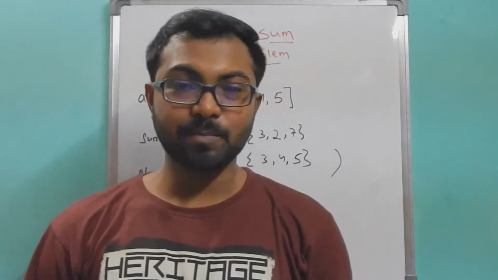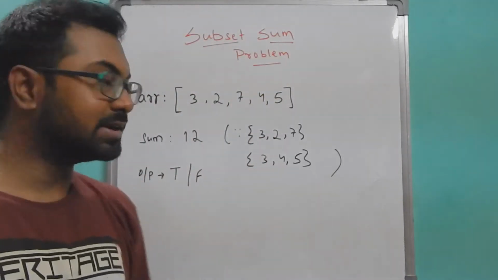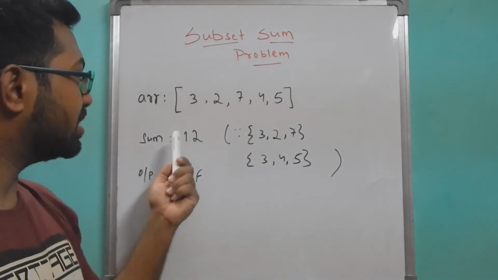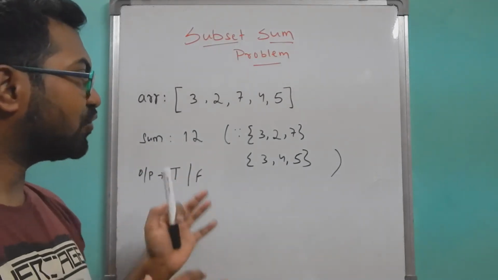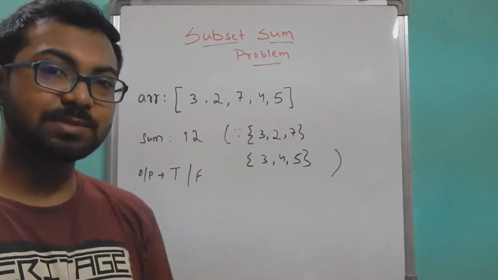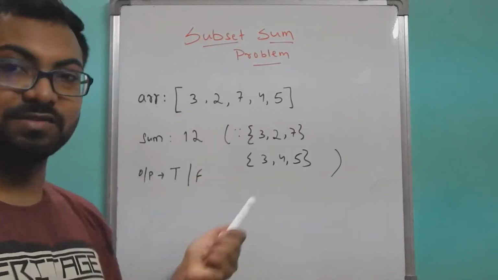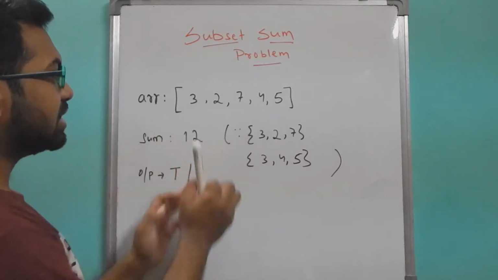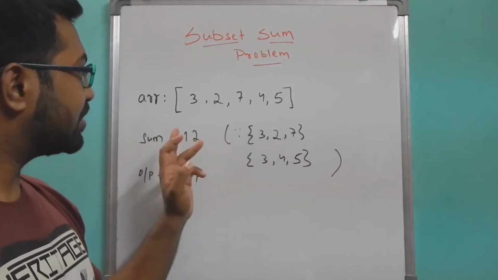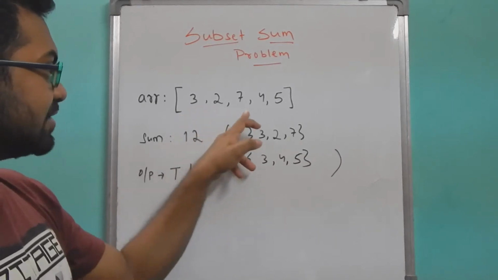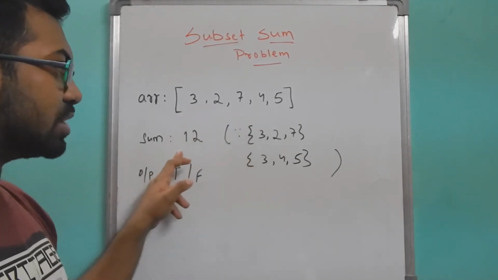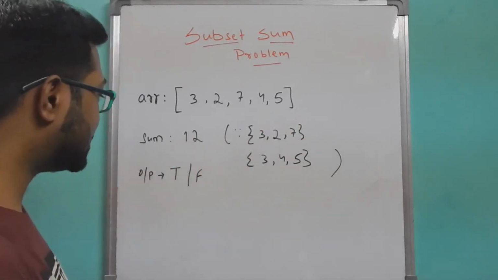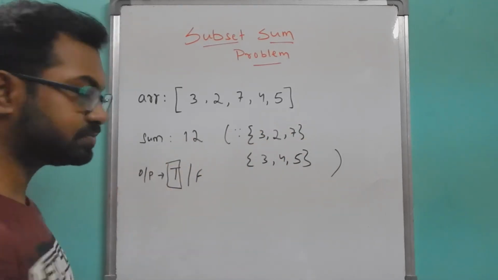Now let's look at the given problem statement. The problem statement is, given an array of non-negative integers and a given sum, which in this case is 12, we have to find if there exists a subset whose sum is equal to the given sum, and you have to return true or false. So in this case, if you see, the given sum is 12 and we have a subset which is 3, 2 and 7 whose sum is equal to 12. Again 3, 4, 5 is again 12, and so the answer would be true.